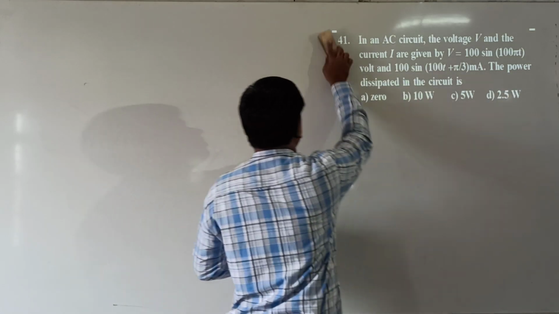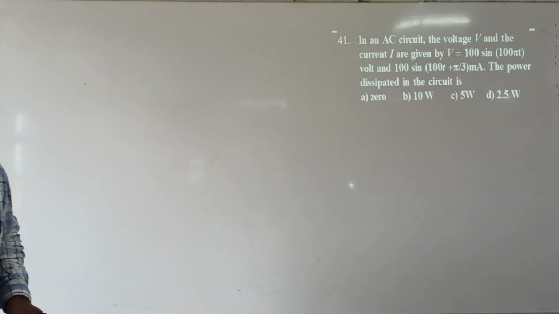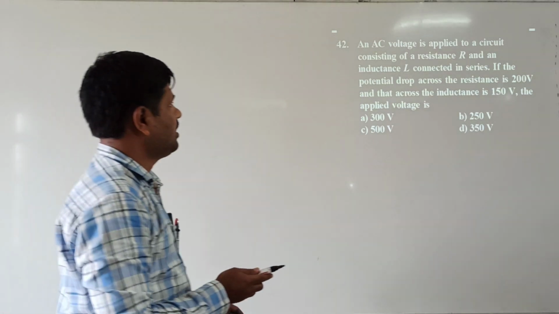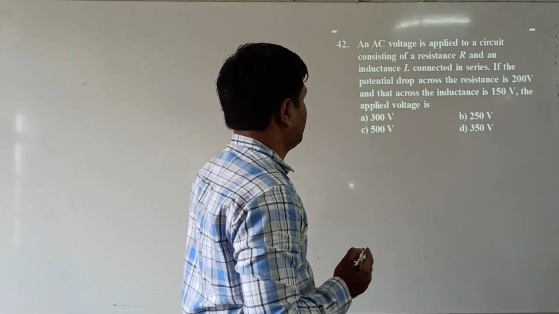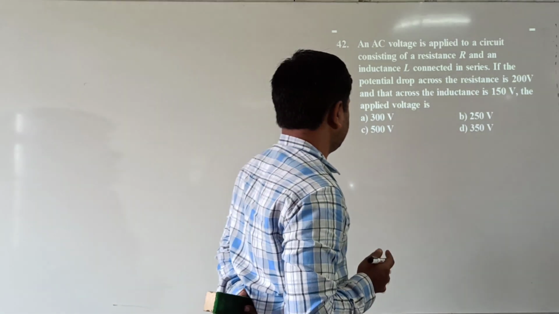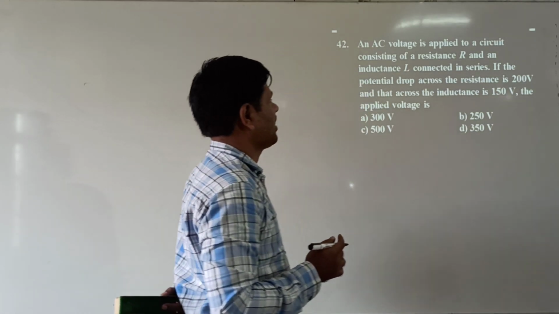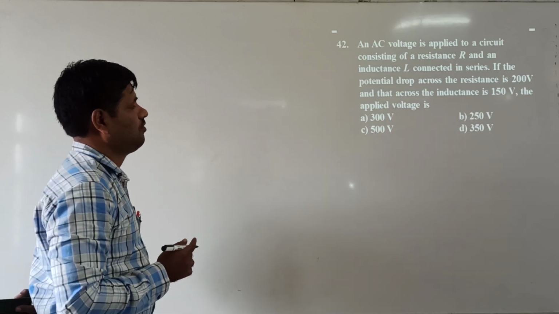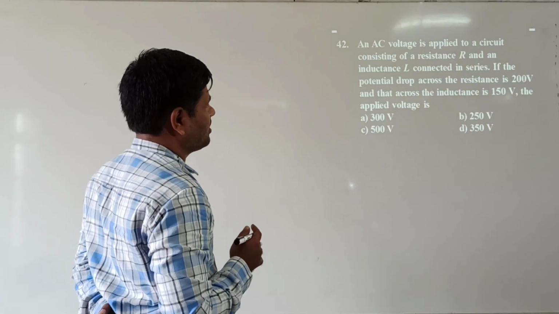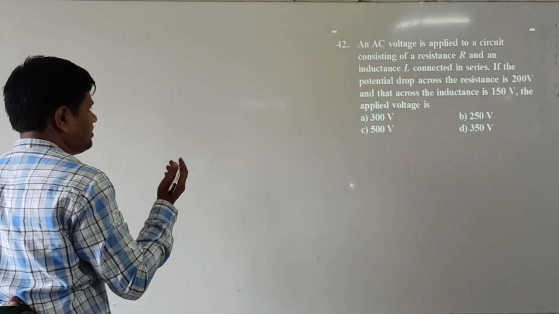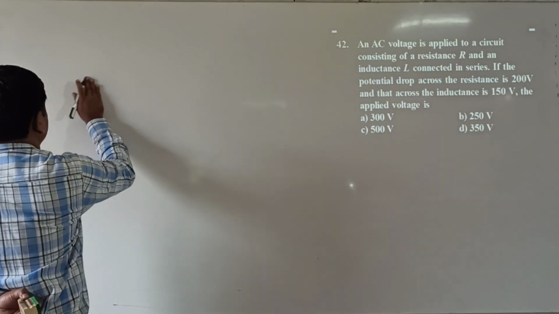Next we go to question number 42. An AC voltage is applied to a circuit consisting of resistance R and inductance L connected in series. The potential drop across the resistance is 200 volt. The potential drop across the inductance is 150 volt. The applied, or resultant, voltage is asked here.